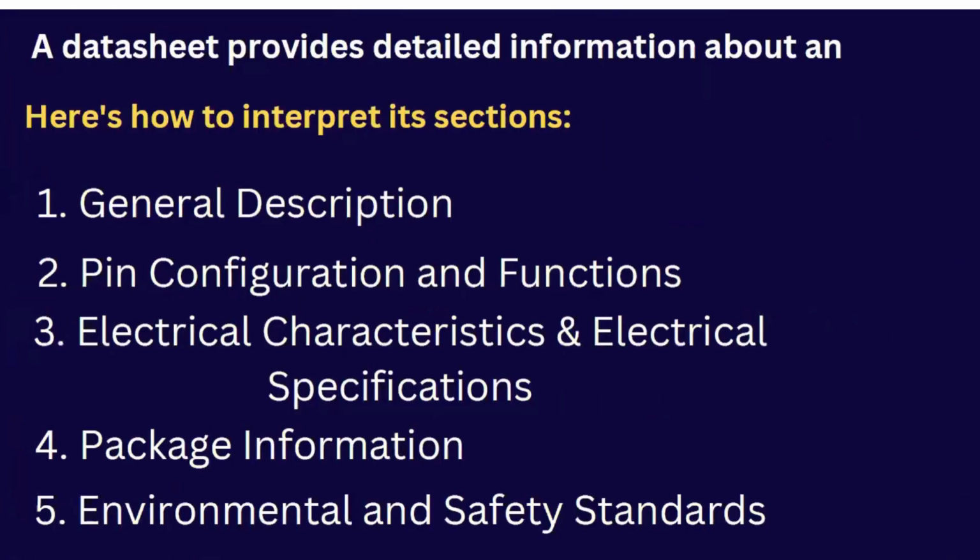What does a data sheet do? It gives you the complete information about the part. A data sheet provides the details, analysis and working of that particular part. So what will you check? General description about the part, pin configuration, function of the part, electrical characteristics and electrical specification of the part, package information, and environmental information. So we'll go to the next slide.